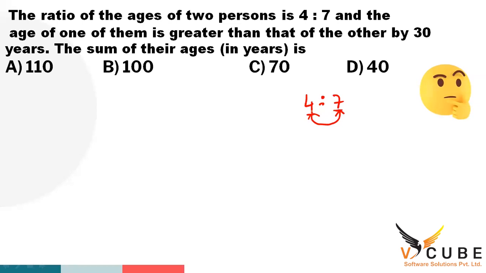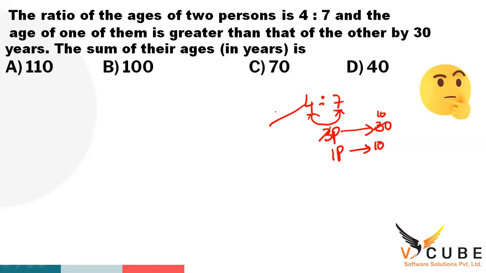So my age is 7 parts. Your age is 4 parts. Difference is how many parts, guys? 3 parts. So 3 parts is how many years extra? 30 years extra. 3 parts is equal to 30 years. Now, 1 part is equal to how many years? 3 ones are, 3 tens are. 1 part is equal to 10 years.